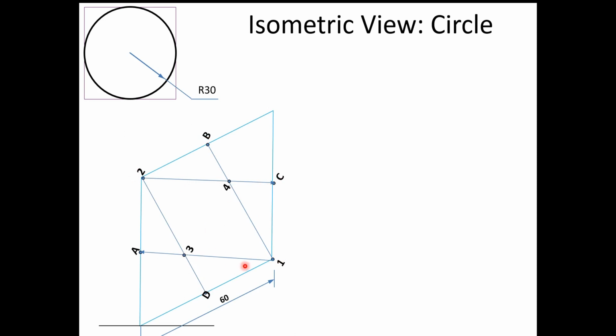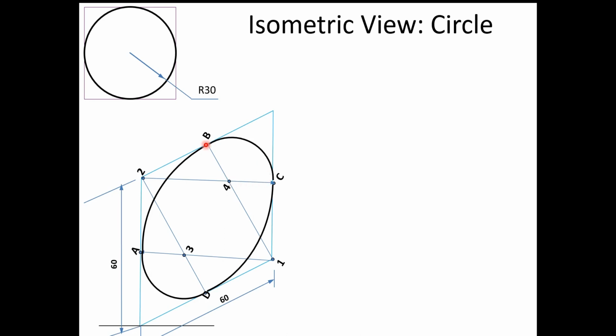Next is 1 to A distance in compass. 1 as a center, draw A to B arc. Similarly, keep the same distance, 2 to D distance in compass, 2 as a center, draw DC arc. Similarly, 3 to A distance in compass, 3 as a center, draw AD arc. And similarly, 4 to B distance in compass, 4 as a center, draw another B to C arc. So in this way we completed the ellipse.